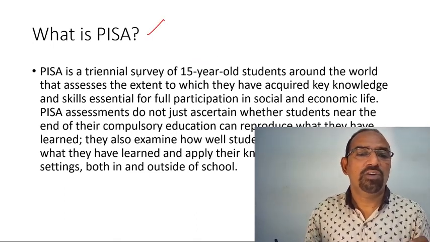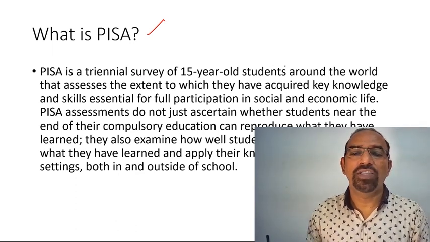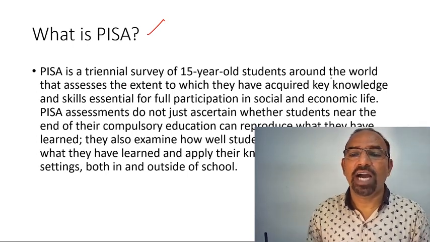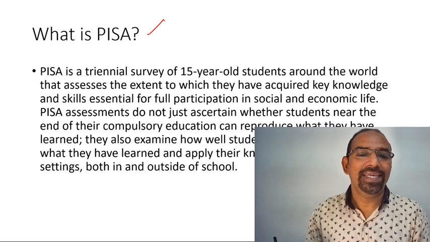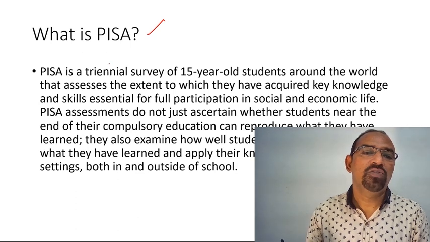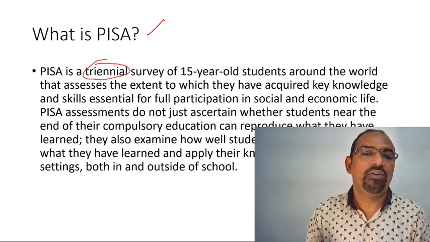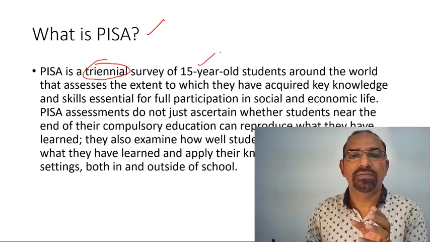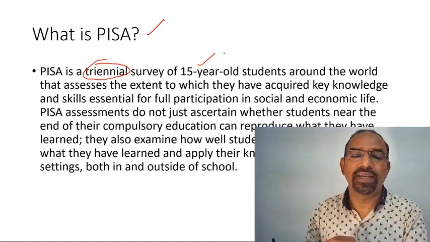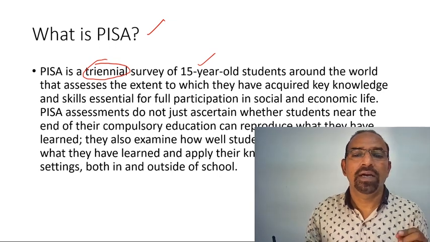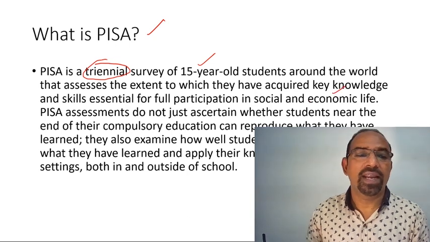PISA is a triennial survey of 15-year-old students around the world that assesses the extent to which they have acquired key knowledge and skills essential for full participation in social and economic life. So it's a survey, triennial, once in 3 years, for children under the age of 15, and in India, it is up to 17.